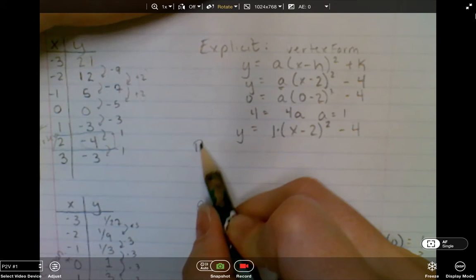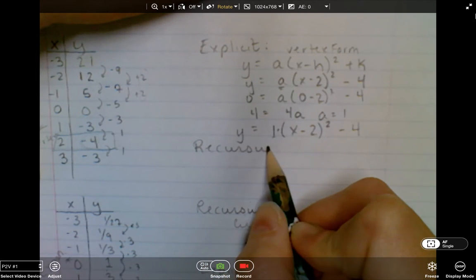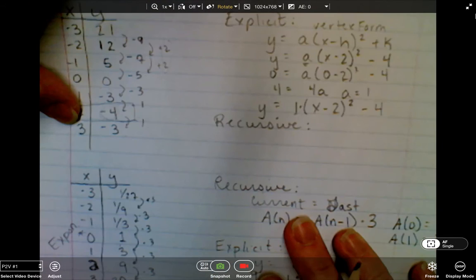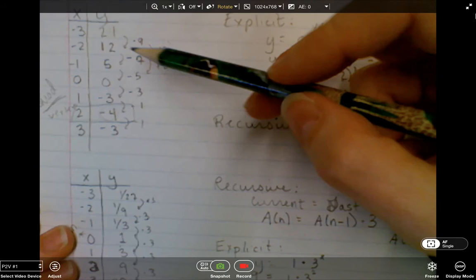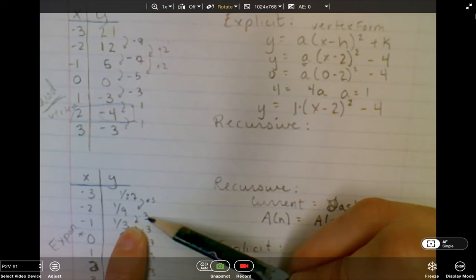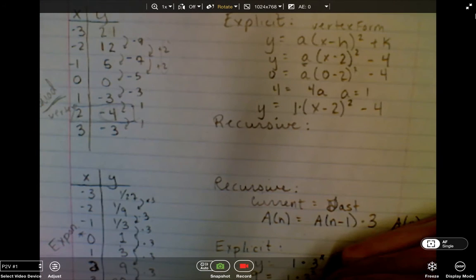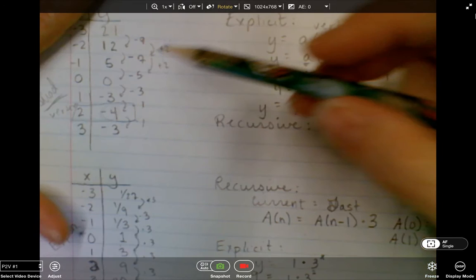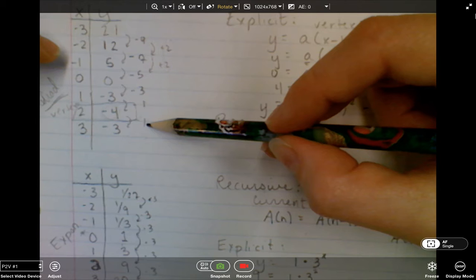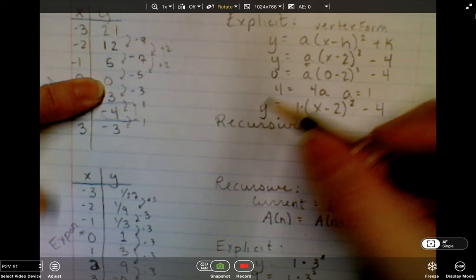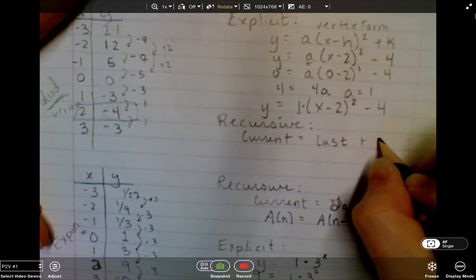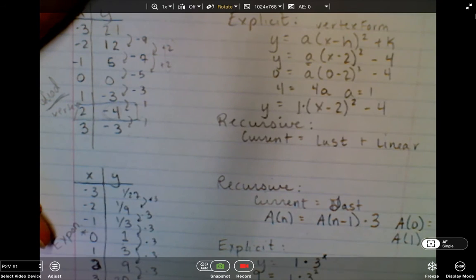Recursive is a little bit more difficult than the previous ones. Recursive functions for quadratics are a little bit different because the change isn't the same from step to step. When we did exponential, it was always multiplying by the same number, or linear, we were subtracting or adding the same number. But here, we're adding a linear equation to get from one term to the next term. So our current term is our last term plus some linear equation, always.